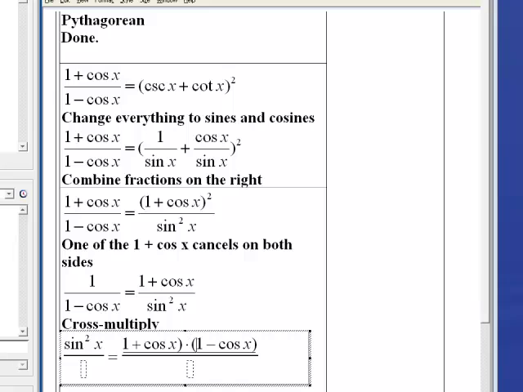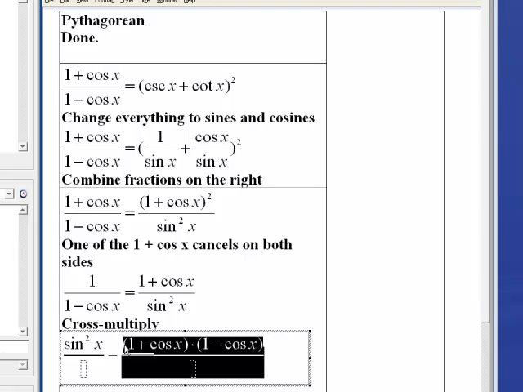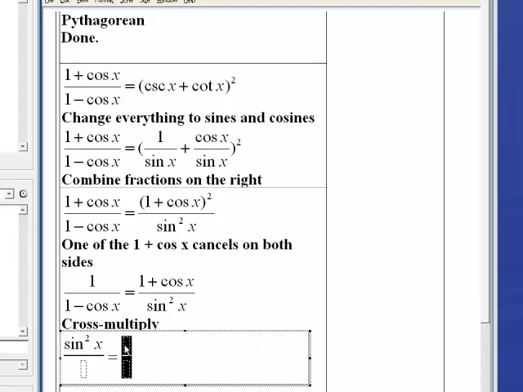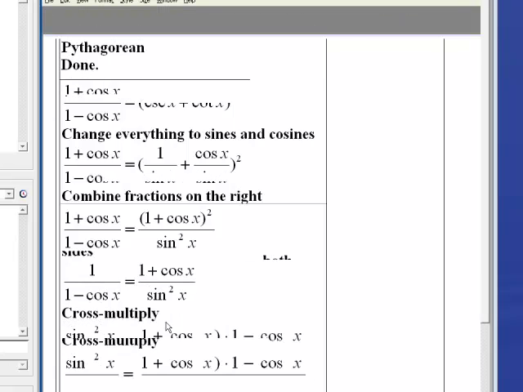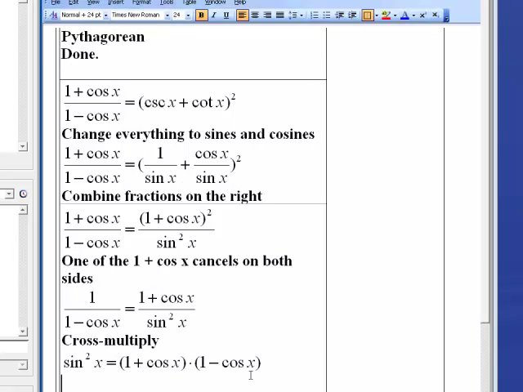And I'll put a few more parentheses in here, and I got rid of the fraction bars since I don't need them anymore. Same over here. There we go. At this point, I can already say that the way this will turn out is that I have a difference of squares on the right, which then will turn into a Pythagorean, and we'll be done.